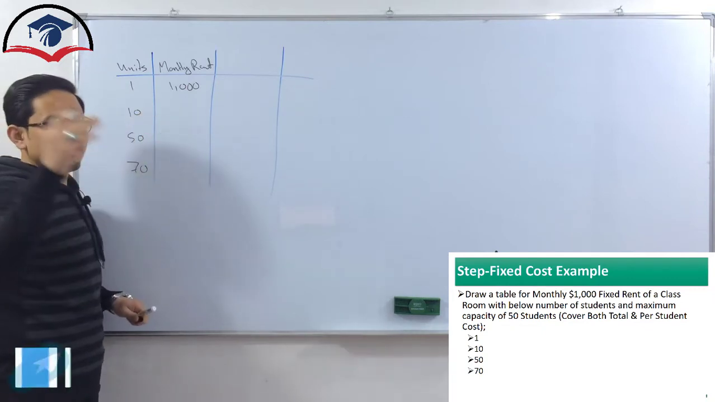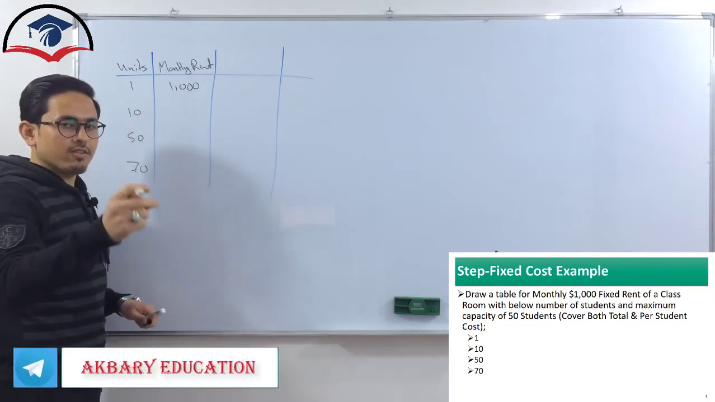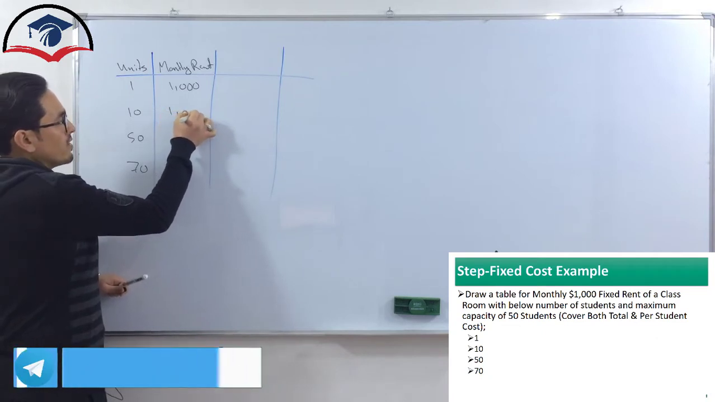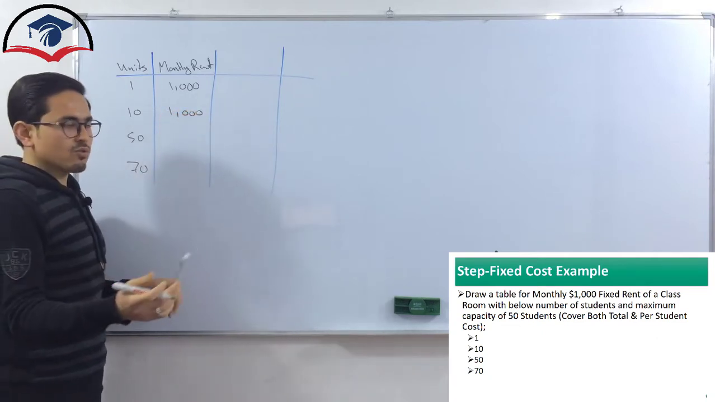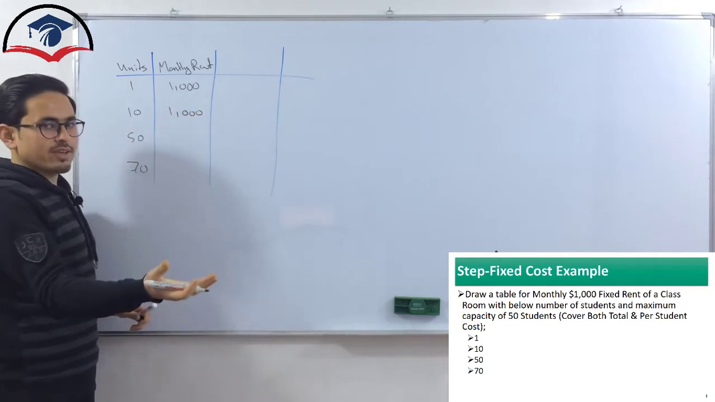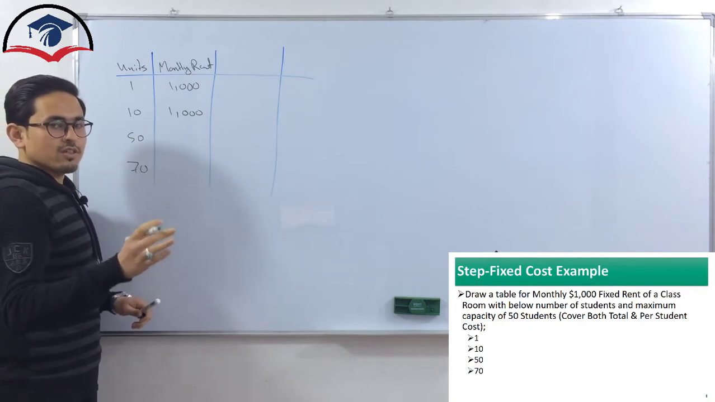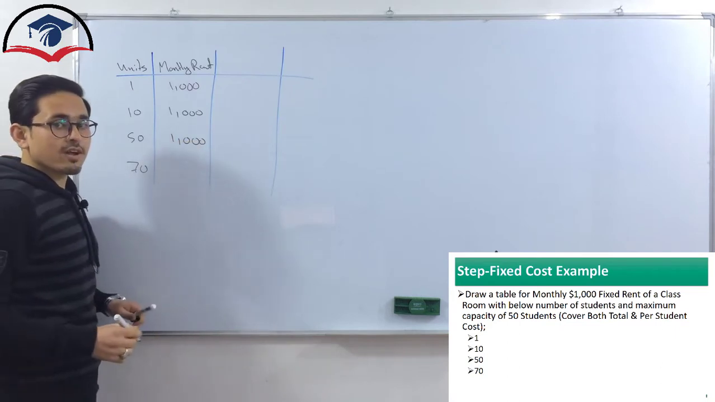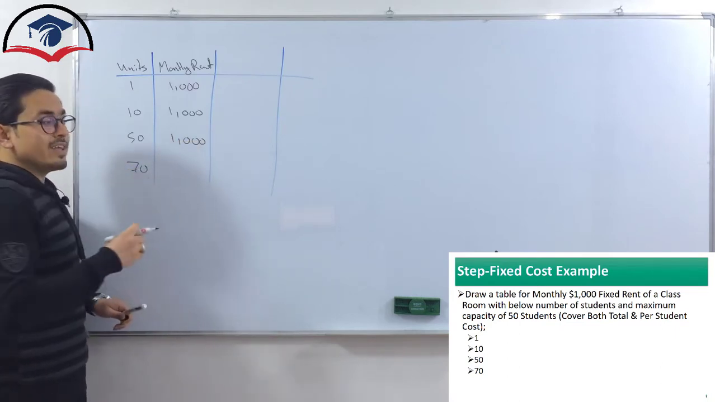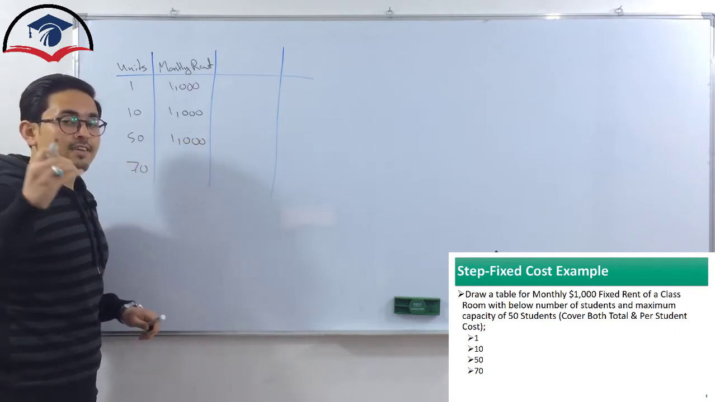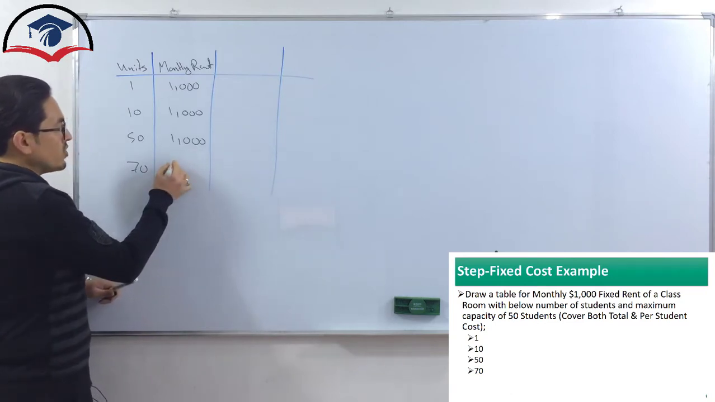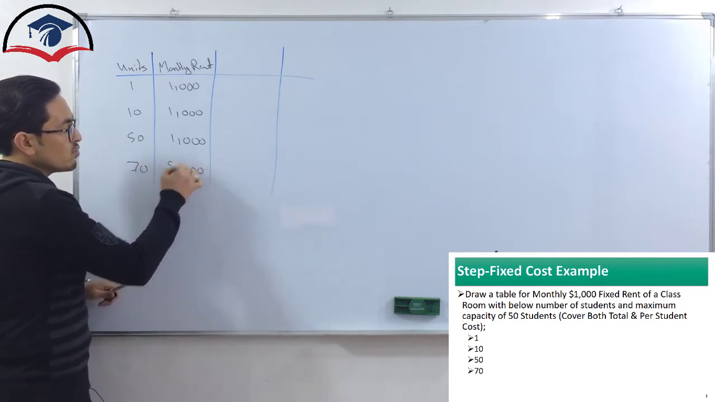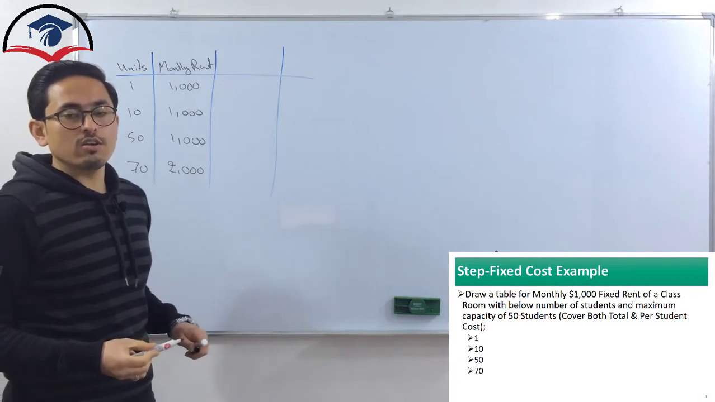The capacity is 50, then I can have 10 students, still $1,000 for the capacity of this room. 50 students is the capacity. I can arrange the place for 50 students in this classroom, so no need for an extra classroom. But when it exceeds 50, I need another classroom, which will shift to a $2,000 fixed cost per month.